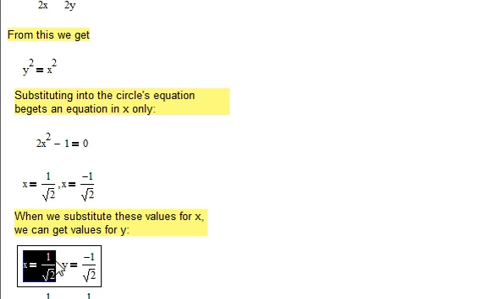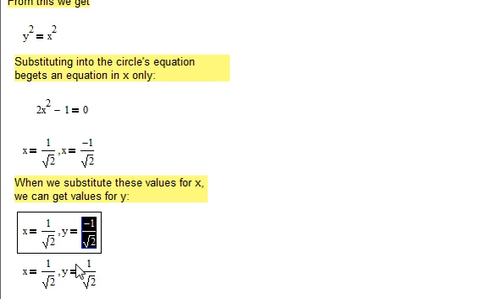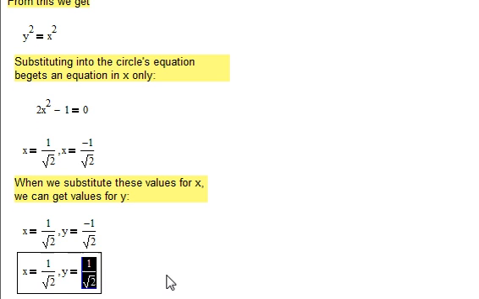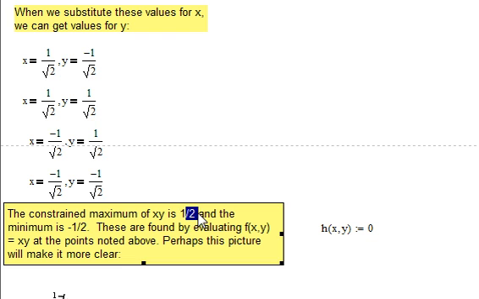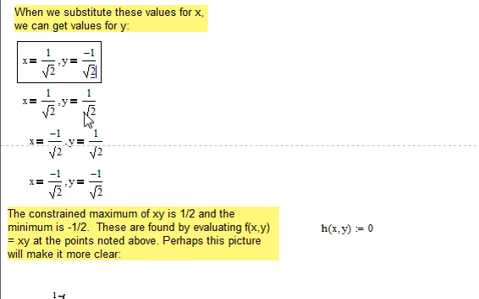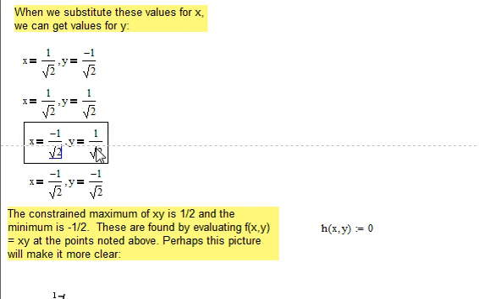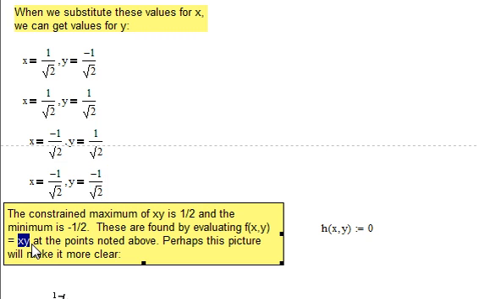And so if x is 1 over the square root of 2, y could be the negative of 1 over the square root of 2, or y could be positive 1 over the square root of 2. Or, x could be negative 1 over the square root of 2, and y could be positive or negative 1 over the square root of 2. So the constrained maximum of x times y is 1/2, because multiplying these, I got negative a half, 1/2, negative a half, and positive a half. They're found by evaluating f of xy equals x times y at the points noted above.